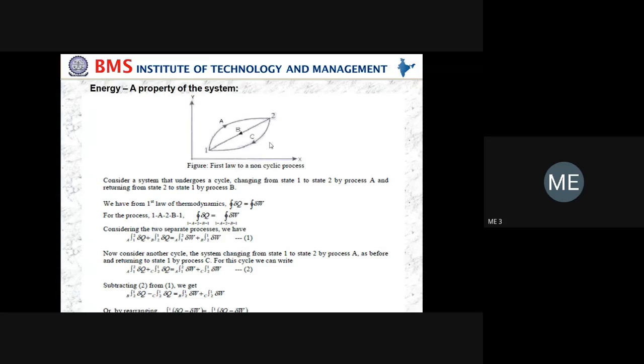Okay, that is C. Here in this case, the integration of dq for the path B is equal to the integration of dq for the path C, and also the integration of dW for path B equals the integration of dW for path C. So we can conclude that whatever path it may follow, there will be no change in internal energy, hence the internal energy is a property of the system. So we have to prove like this.